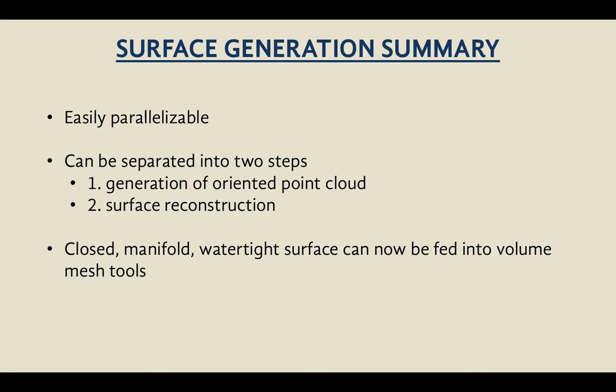So just quickly to summarize, this surface generation step is easily parallelizable. Each of these windows can be treated independently. We broke it into two steps. We first generated an oriented point cloud, followed by a surface reconstruction step. And these surfaces are closed, manifold, watertight surfaces. There are no hanging nodes or overlapping facets, non-manifold edges, things of that nature, and so we can feed that directly into volume meshing steps.